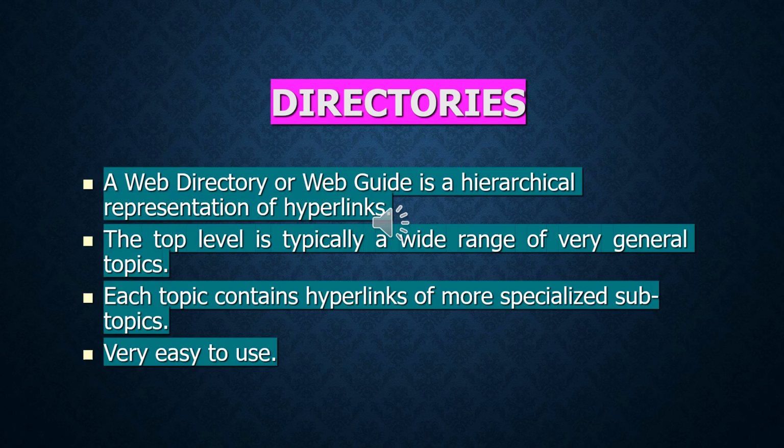These search engines are of different types. The first type is the web directory or web guide. It is a hierarchical representation of hyperlinks. The top level is typically a wide range of very general topics. Each topic contains hyperlinks of more specialized subtopics, and it is very easy to use, as we can see in the next slide.